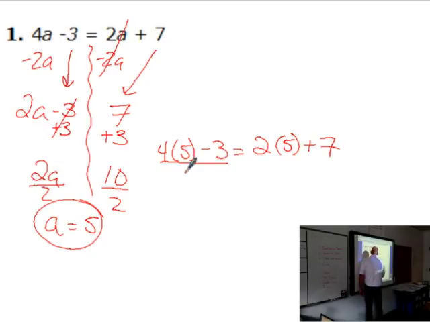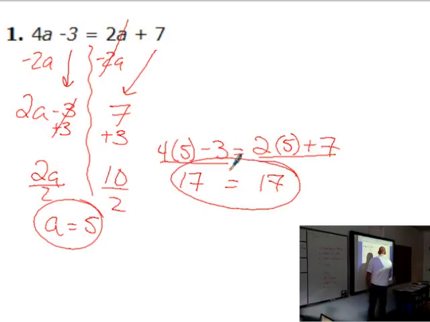$17. Good. So 17 equals, now put this side in. 18. Right. Because 2 times 5 is what? 10 plus 7 is? So, when you show your work, circle, circle. I expect to see 2 circles.